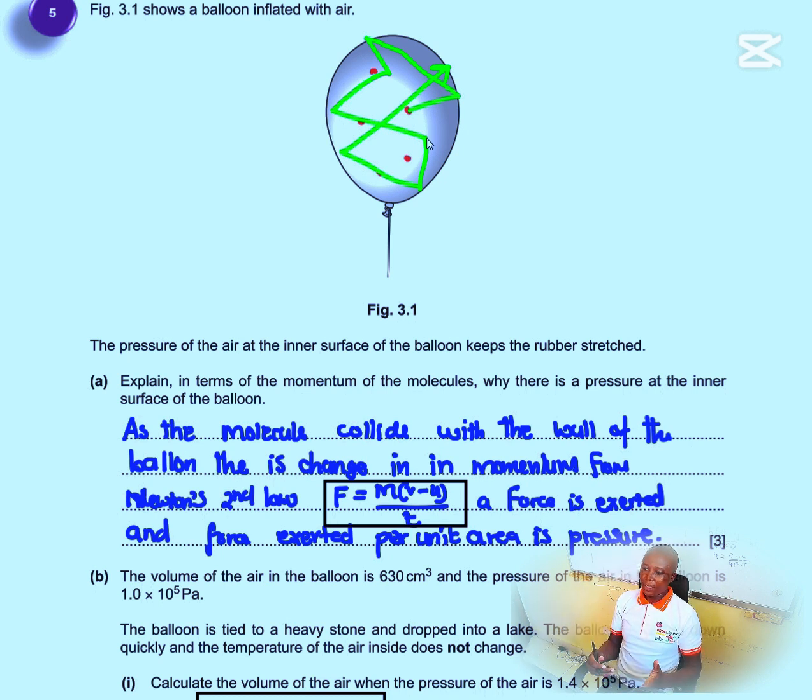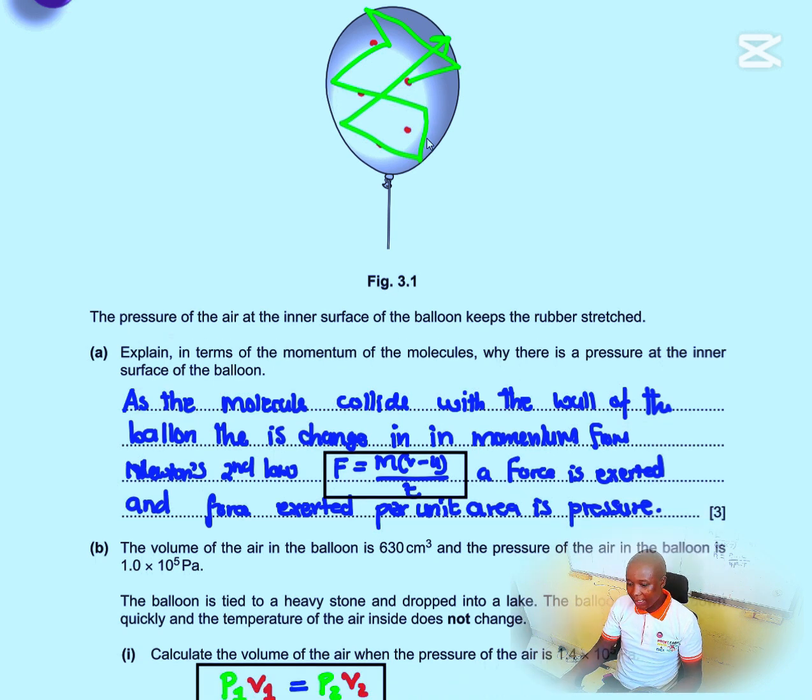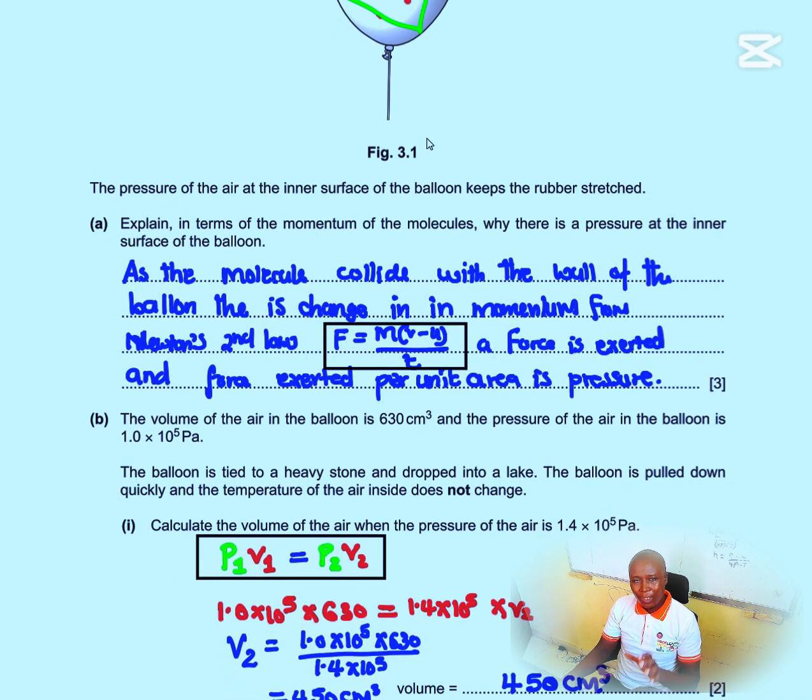As temperature increases, the kinetic energy increases, and the number of collisions increases. So as the air moves around, it collides with the walls of the balloon, and this results in a change in momentum. When there is a change in momentum, according to Newton's second law, a force is exerted. And the force exerted per unit area is pressure.